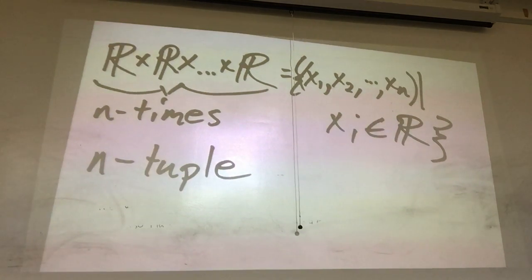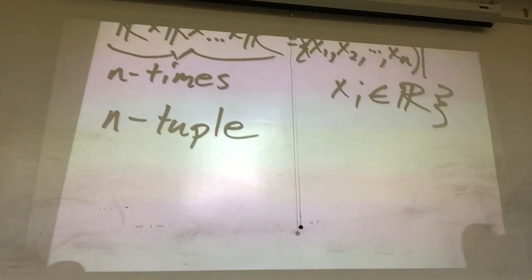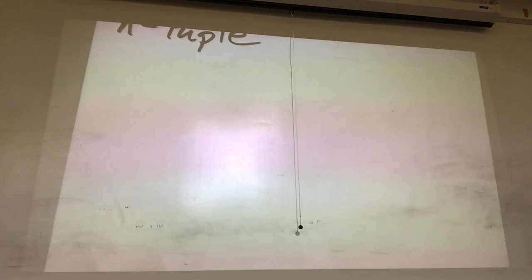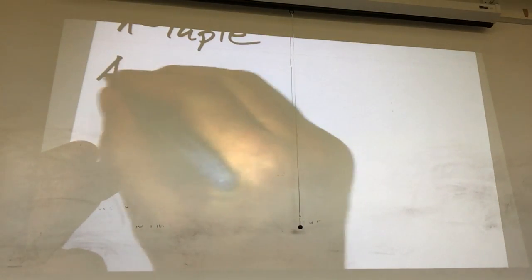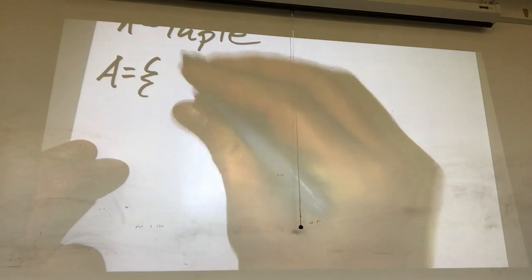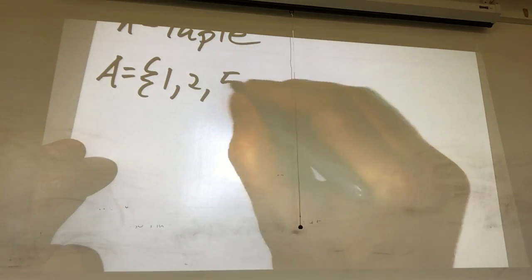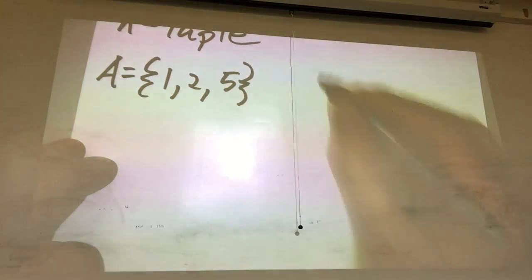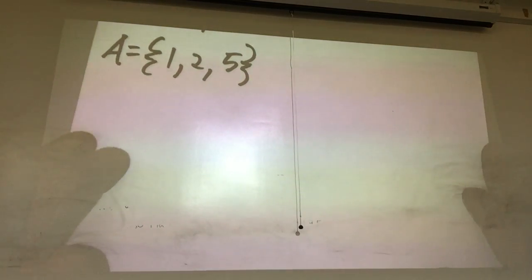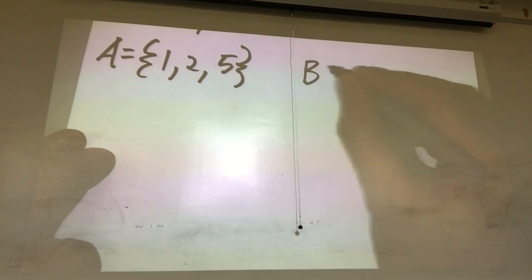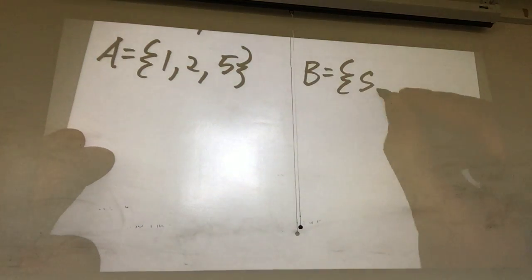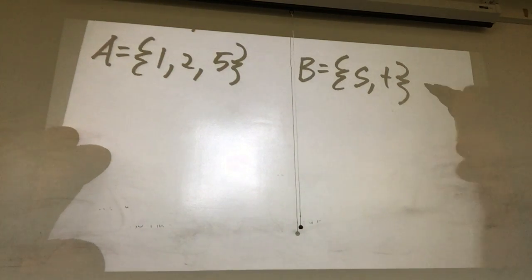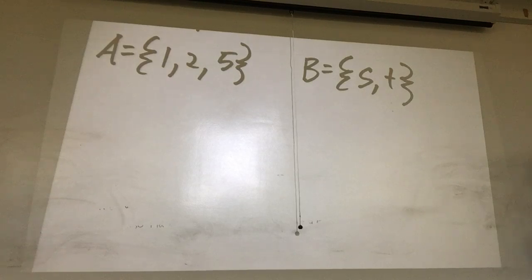Okay, so let's try a different set. Let's say A is going to equal {1, 2, 5}. Let's say B equals {s, t}. Okay, so here we have two finite discrete sets. And we're going to look at how we represent these sets.